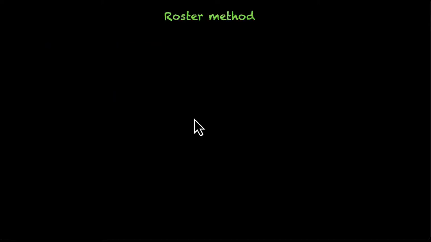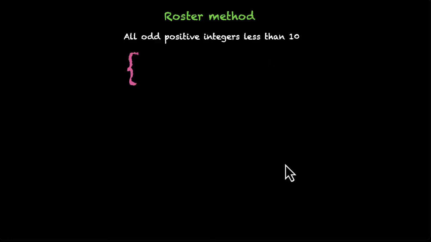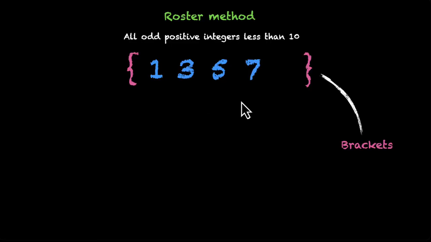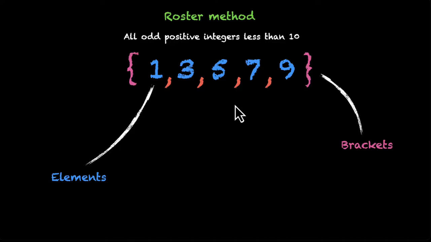Roster method first. Let's say we're looking for all odd positive integers less than 10. So the first thing that we need to do is we need to put brackets. And not just any brackets, we use curly brackets. These are brackets, and we put our answer between these brackets. So what's our answer? Well, we have odd positive integers. We need to take 1, we need to take 3, 5, 7, and 9. No more than that, because we want integers less than 10. So these are our answers. We call them elements, and we separate them with commas.